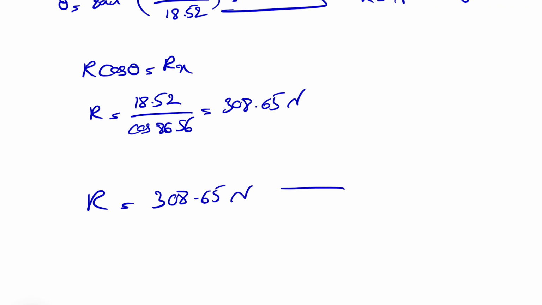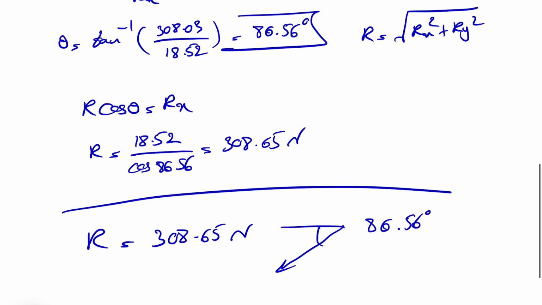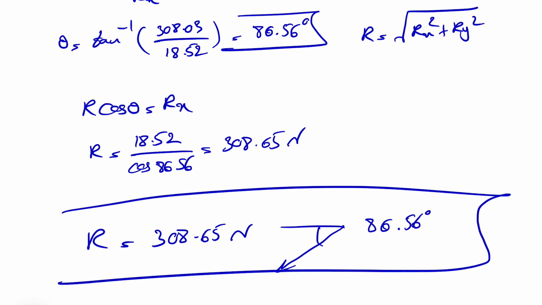And if we want to show our R as the final answer, we have 308.65 Newton, and the orientation was this angle that we called theta, and we got 86.56 degrees. So this will be the final answer for this question.